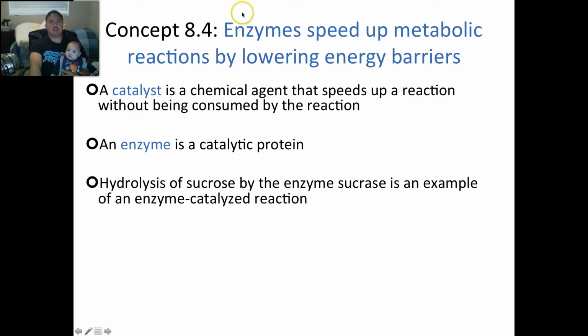Another concept you need to know is the term enzymes. You should know enzymes is a fancy word for things that speed up a reaction, but do so without requiring energy. Another name for an enzyme is a catalyst. A catalyst is a chemical agent that speeds up a reaction without being used in the reaction. So an enzyme is an example of a catalyst. Hydrolysis, which we talked about in the last video, means using water to break down something. So if you break down sucrose, a sugar, with the enzyme sucrase, you break it down even faster than if you didn't have sucrase.